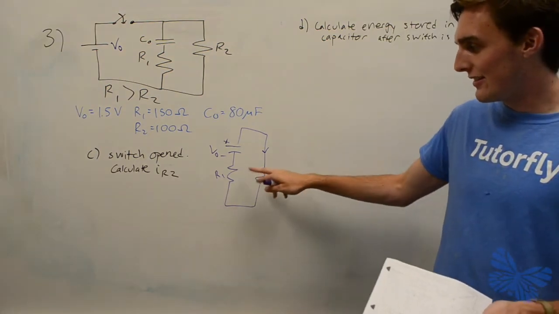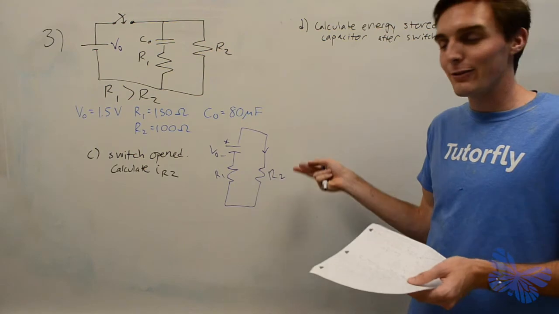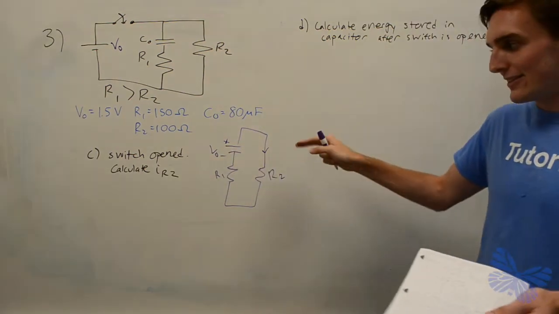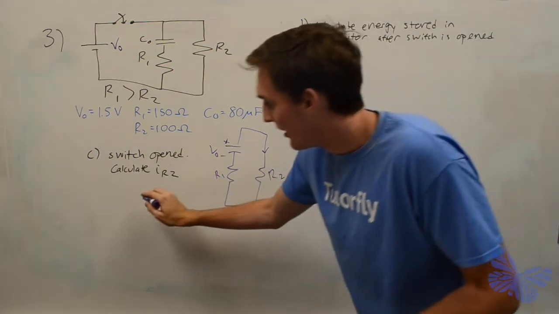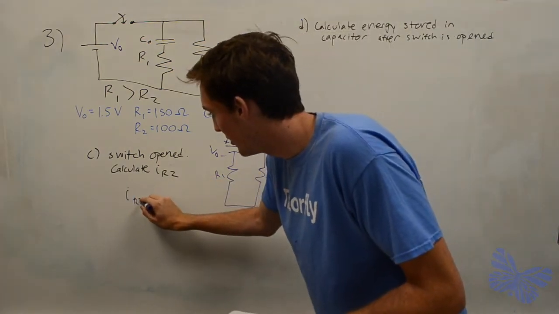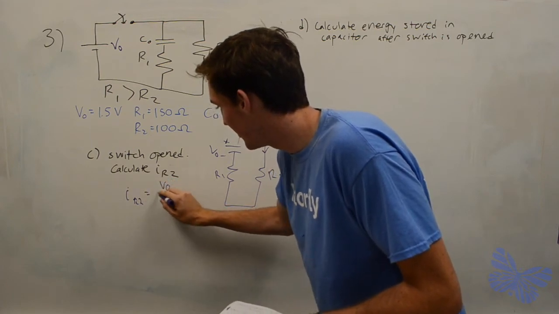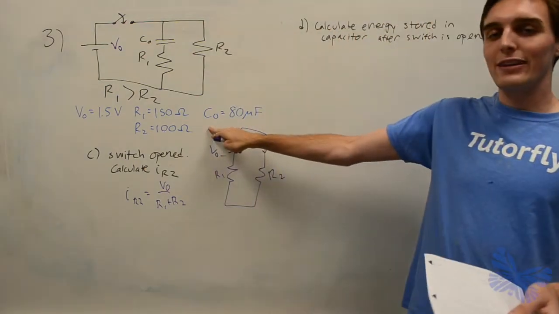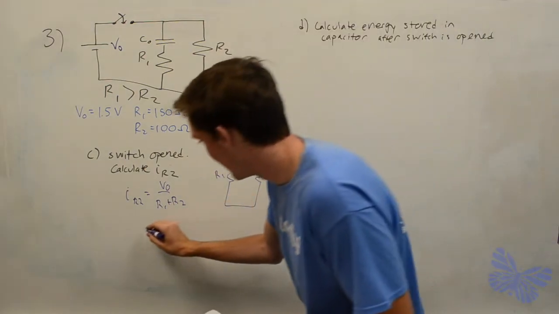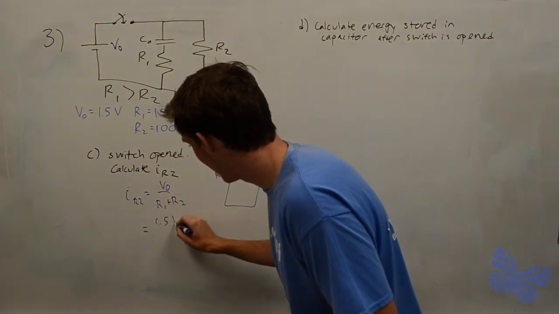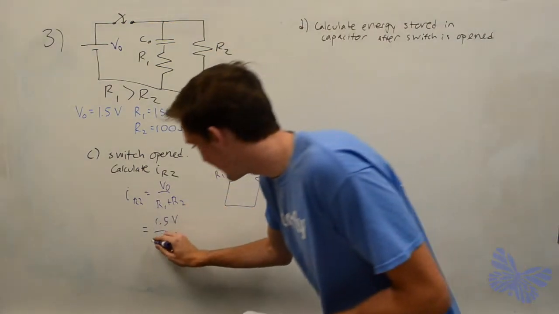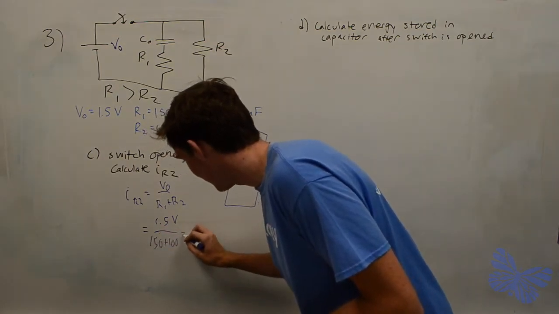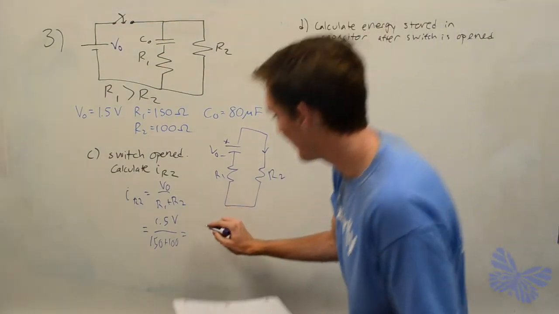But the way you do this is you can sum these two resistances up to find the equivalent resistance, and then to get the current you just divide voltage by that resistance. And so the I R2 is going to equal V0 over R1 plus R2, and they actually give you values for these in this part. So it's going to be 1.5 volts divided by 150 plus 100, and so that works out to be 6 milliamps.